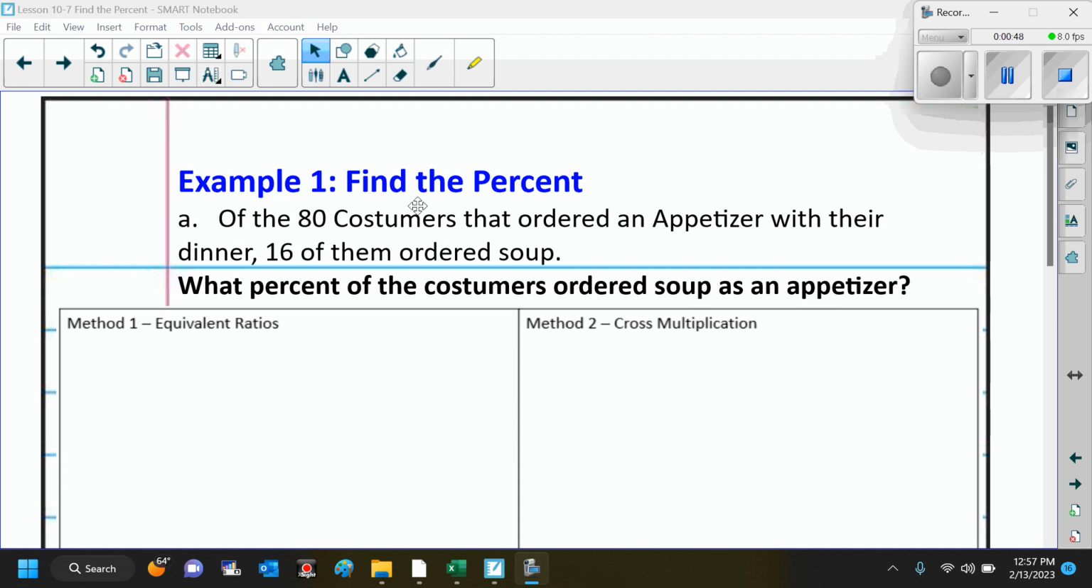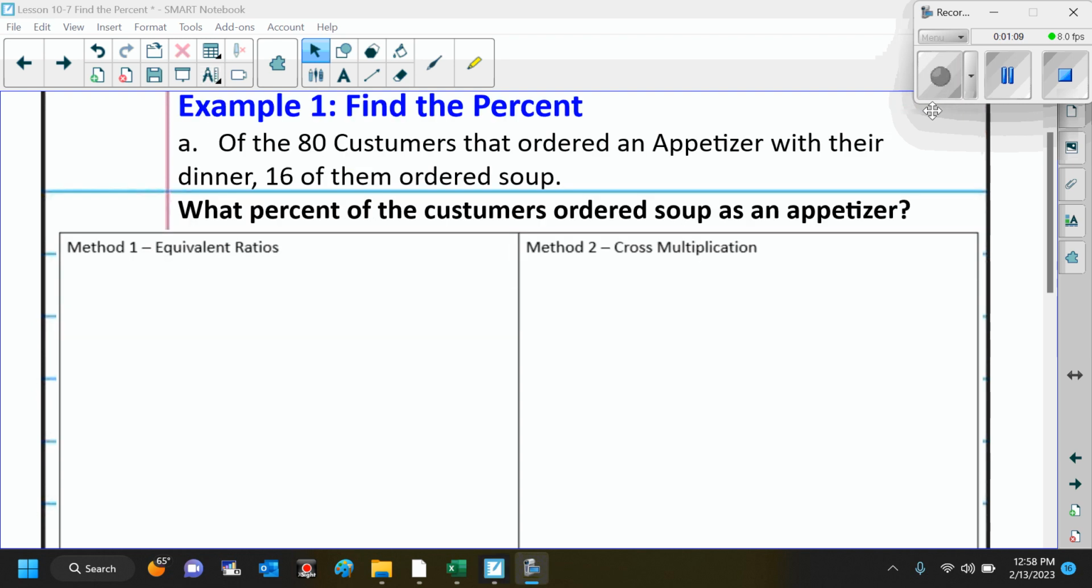So example 1 is find the percent. It says of 80 customers that ordered an appetizer with their dinner, 16 of them ordered soup. We want to know what percent of the customers ordered soup as an appetizer. So you can do it either way you want. The first thing we're going to do is set up our proportion. We'll solve it using equivalent ratios, or we will solve it using cross multiplication.